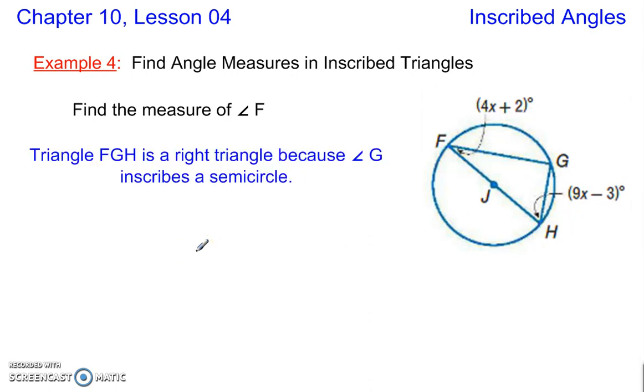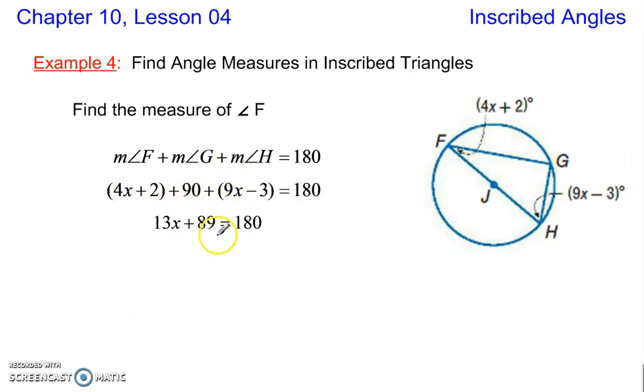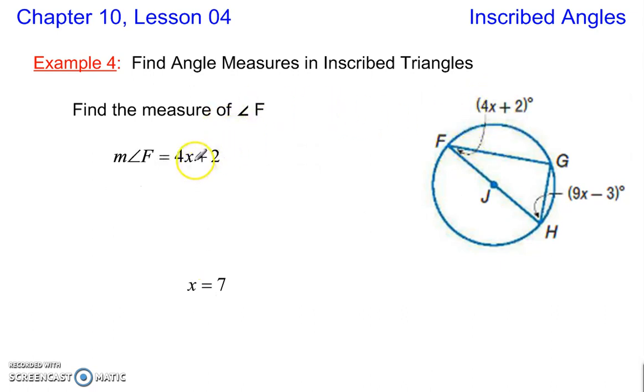We know that all three of these angles added up are 180, and we know that the angle G is 90 right there. So we plug in 90 and the others, we combine, subtract, and solve. Divide by 13. We get x is 7. Now if I want to find the measure, I still need to plug that in here for x. So 4 times 7 is 28. Plus 2 is 30.